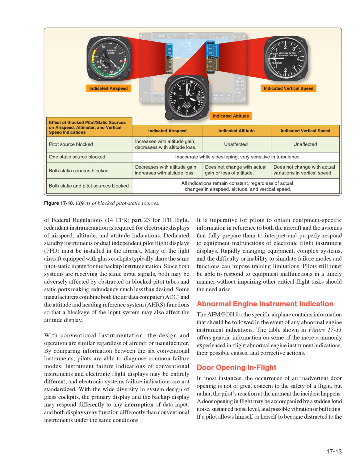Instrument failure indications of conventional instruments and electronic flight displays may be entirely different, and electronic systems failure indications are not standardized. With the wide diversity and system design of glass cockpits, the primary display and the backup display may respond differently to any interruption of data input, and both displays may function differently than conventional instruments under the same conditions. It is imperative for pilots to obtain equipment-specific information in reference to both the aircraft and the avionics that fully prepare them to interpret and properly respond to equipment malfunctions of electronic flight instrument displays.